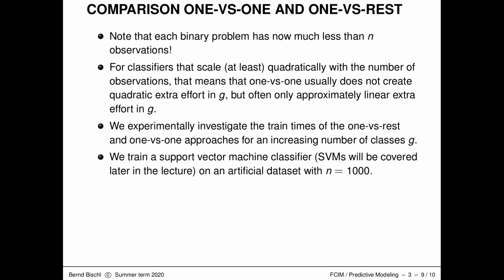Let's compare 1 versus 1 and 1 versus rest a little bit, at least in terms of computation time. So first of all, note that each binary problem in the 1 versus 1 coding scheme has now less than n observations. Or let's maybe count the number of binary classifiers first. I guess we did that before.